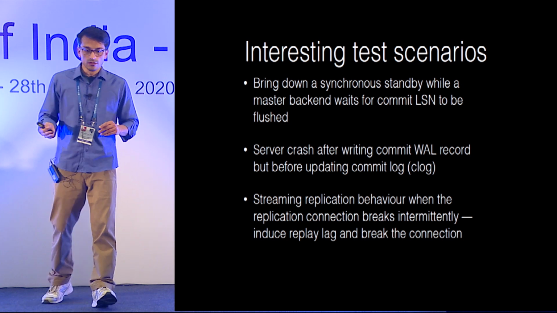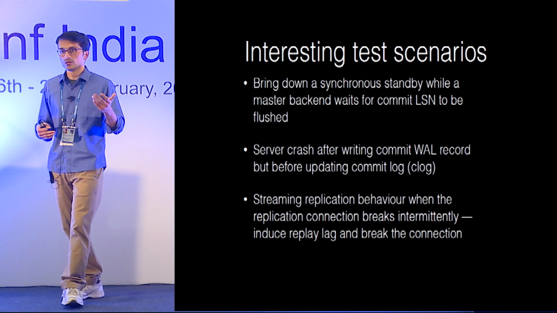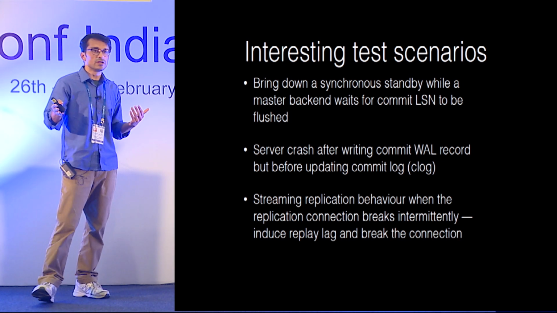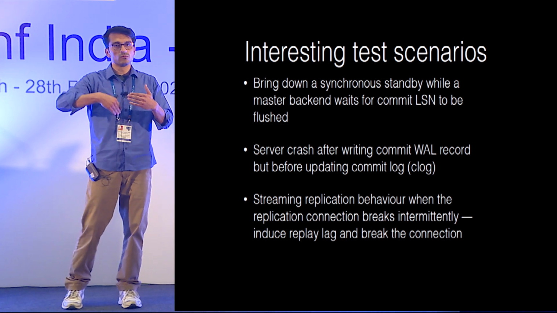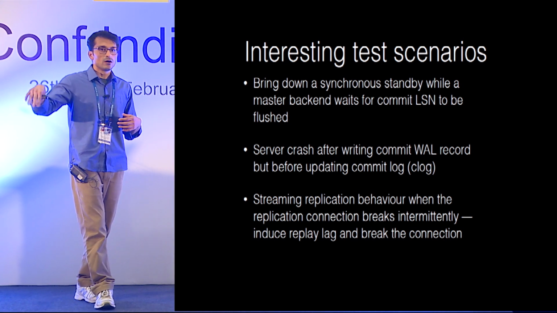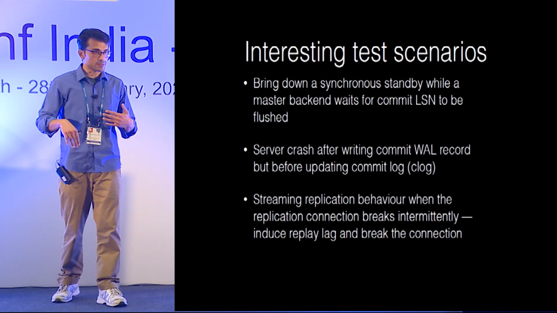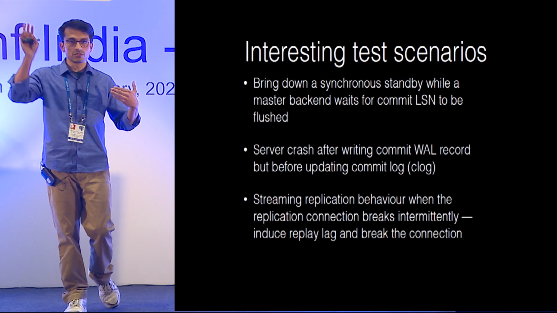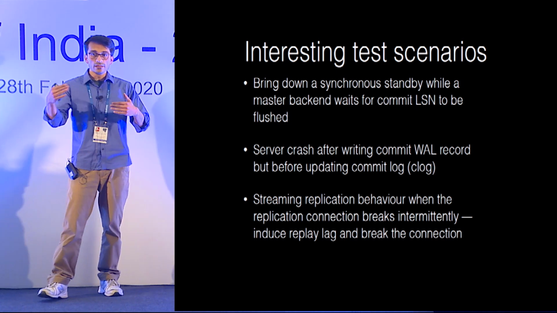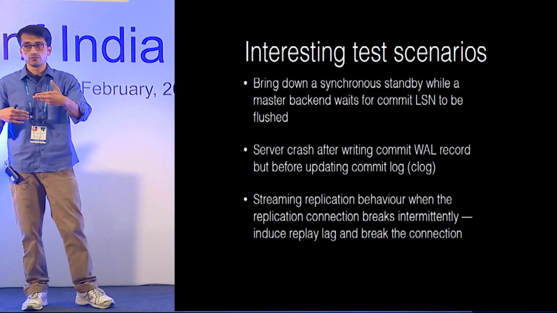Streaming replication behavior when the replication connection breaks intermittently. The idea is, if streaming replication is set up and because of some network blip there is a problem and the connection breaks for a short duration and then it gets re-established, right? On the standby side, the standby keeps on trying to connect if the connection breaks. So because of a network blip, if the connection breaks and the standby makes another attempt to establish the connection and that succeeds, in this event we should not have any changes to the replication behavior.